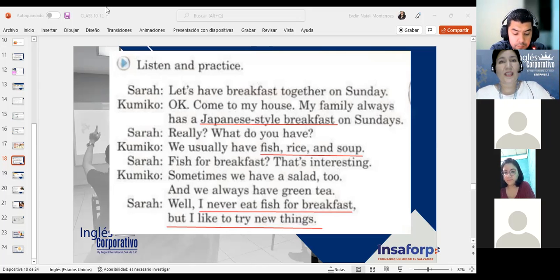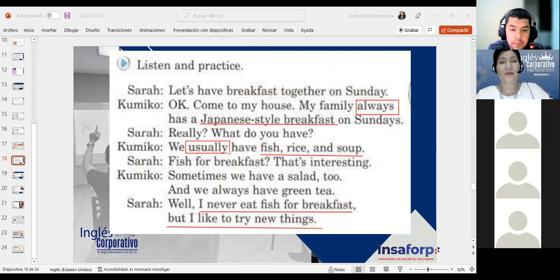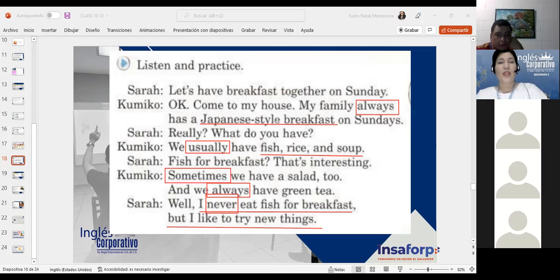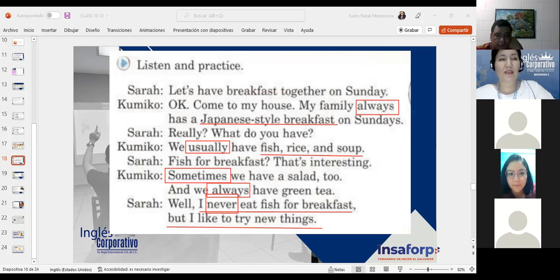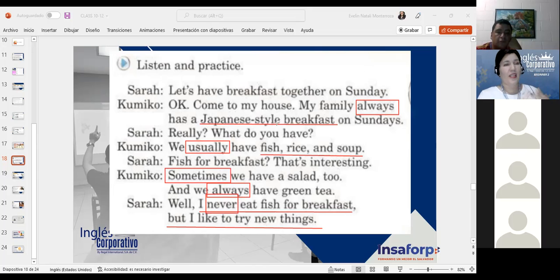Here, for example, in this conversation, we have very curious words, like, for example, always. We have usually. We always have a sometimes. Always as well. Never. So I think it's just that. These words that I have marked in the boxes have a specific name. Do you know the specific name of these words? Always, usually, sometimes, never, almost never, often. Do you know the name of these words?